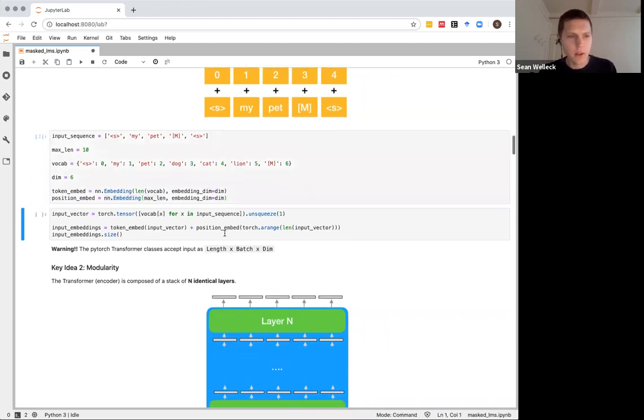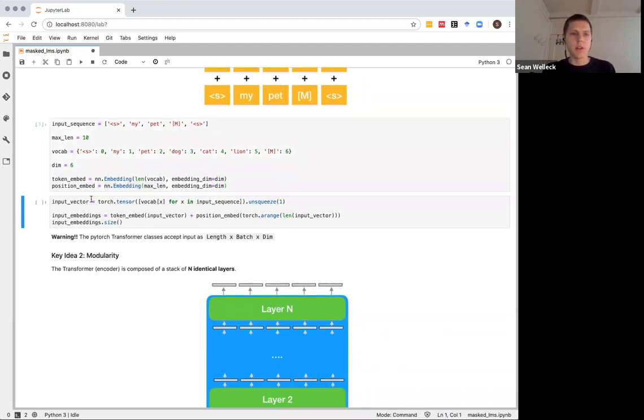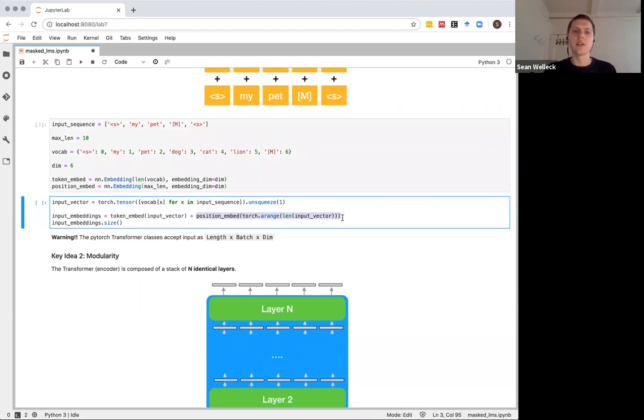And now what we're going to do is convert the input sequence to a sequence of numbers. And then we're going to create both embeddings. So here's doing the token embedding, and then here's doing the position embedding, where this is enumerating 0, 1, 2, etc. to the length of the vector, and so on. And then we're just going to add the 2 vectors together.